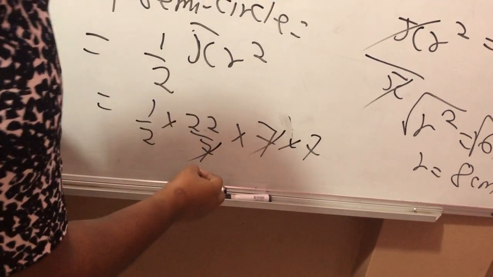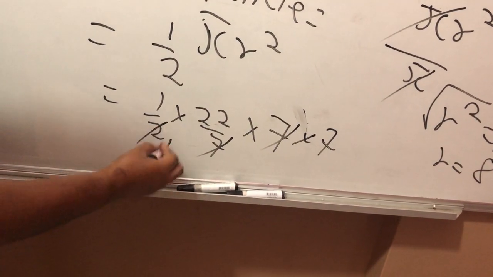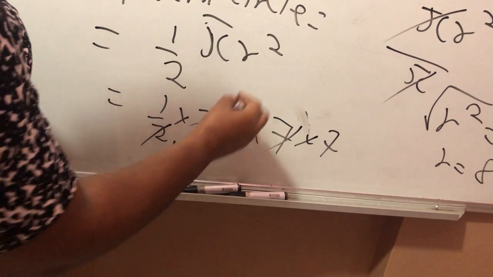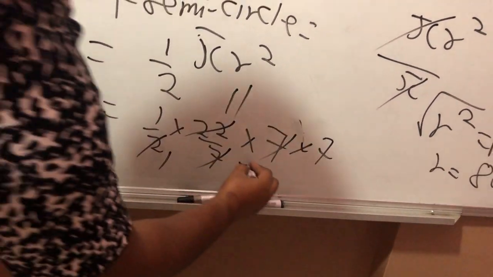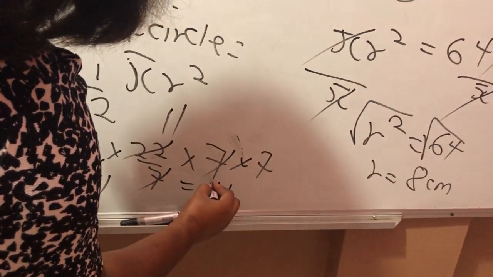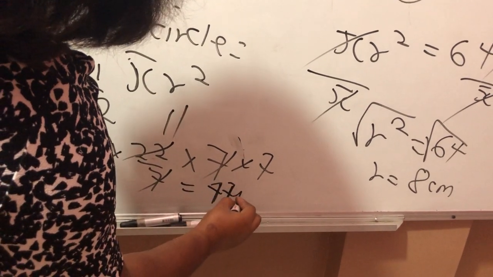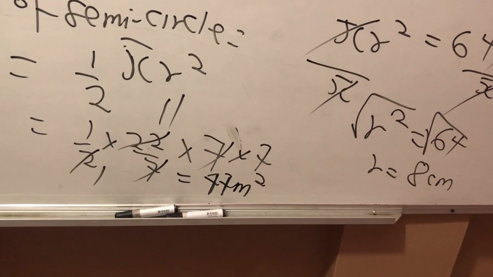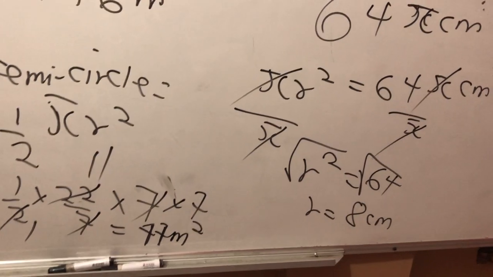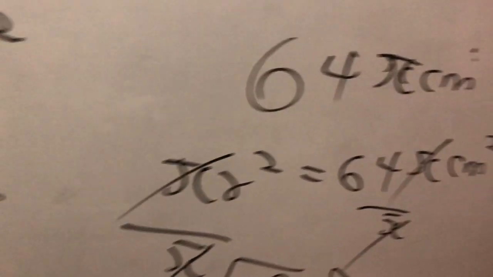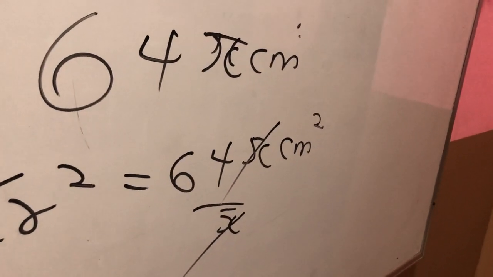This 7 cancels this one. 2 goes into itself, 1 goes into here 11. That means our area is 77 meters squared. If you don't bring your meters squared, you are wrong.